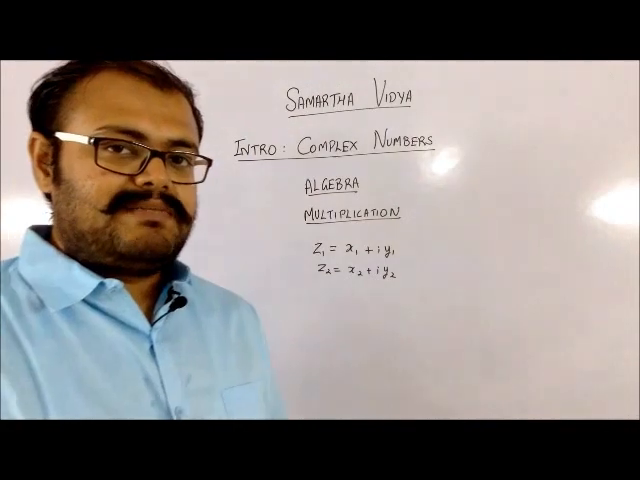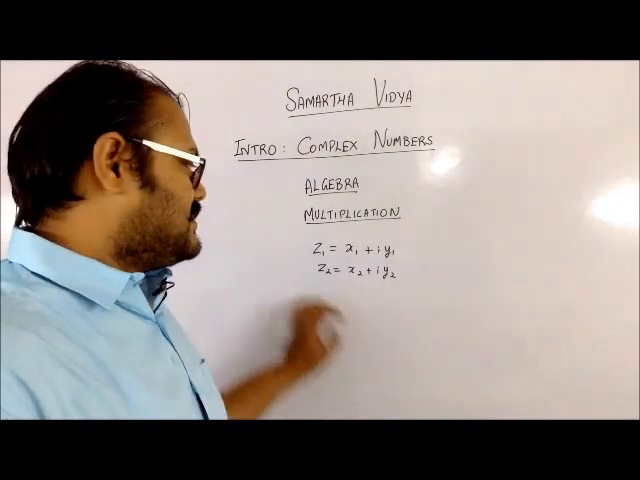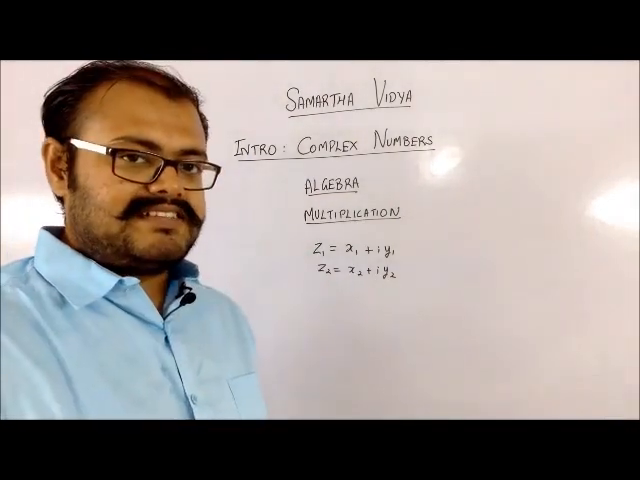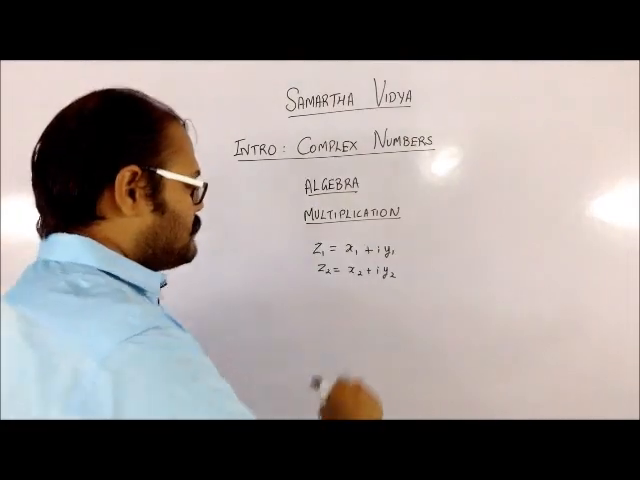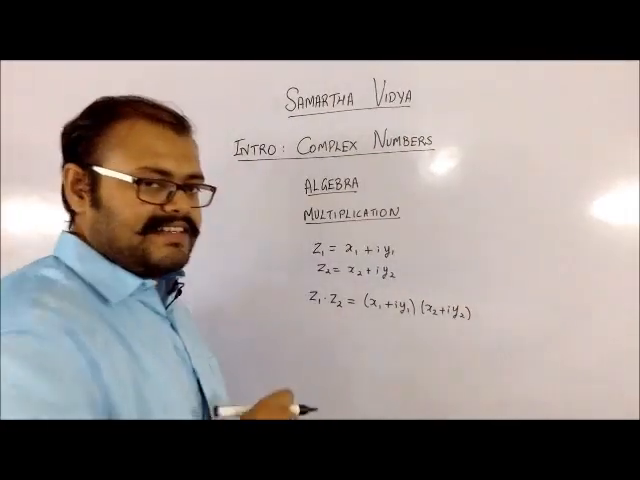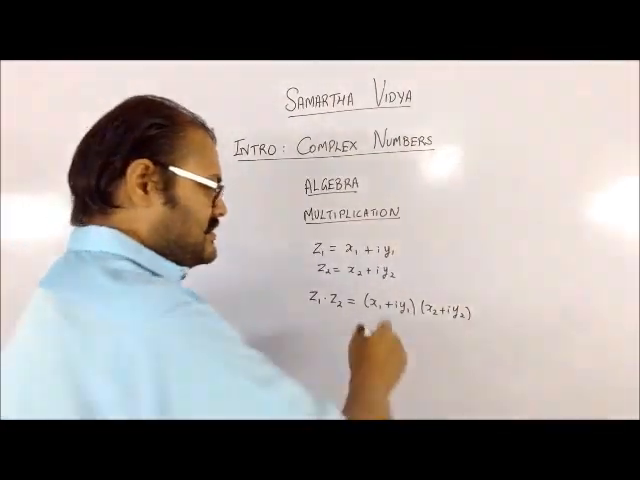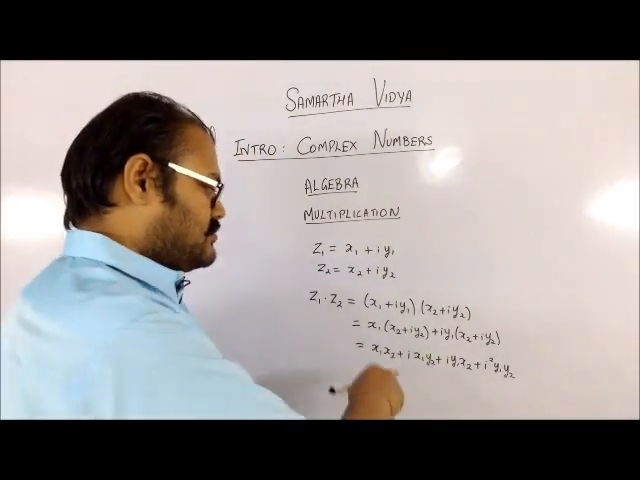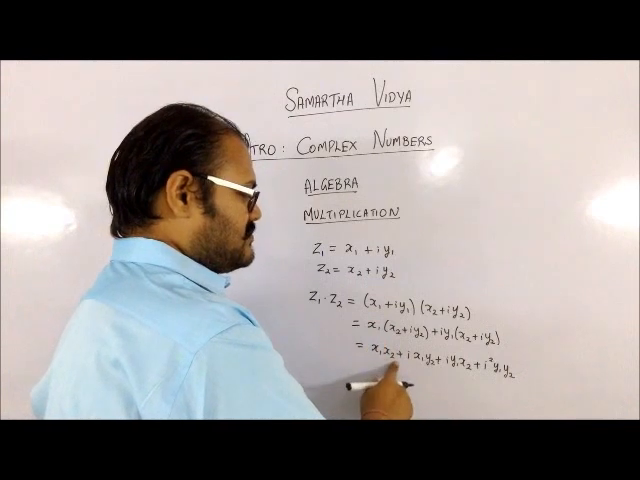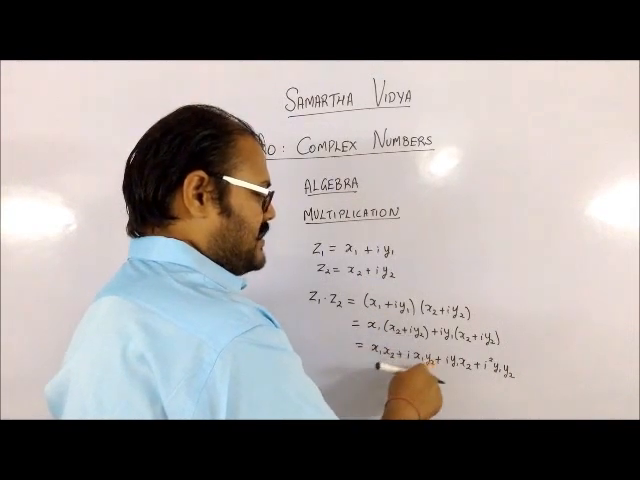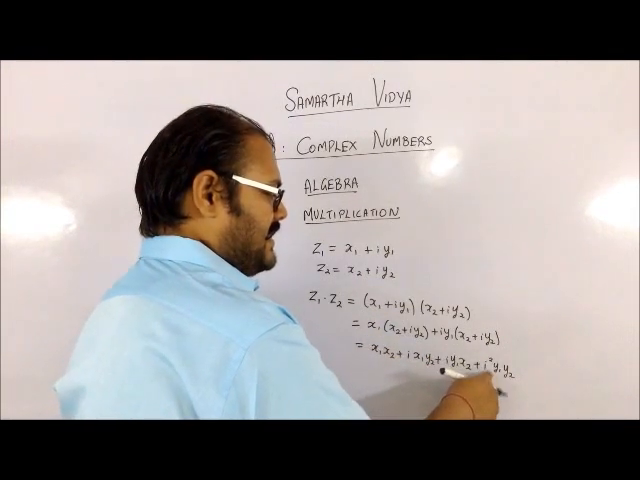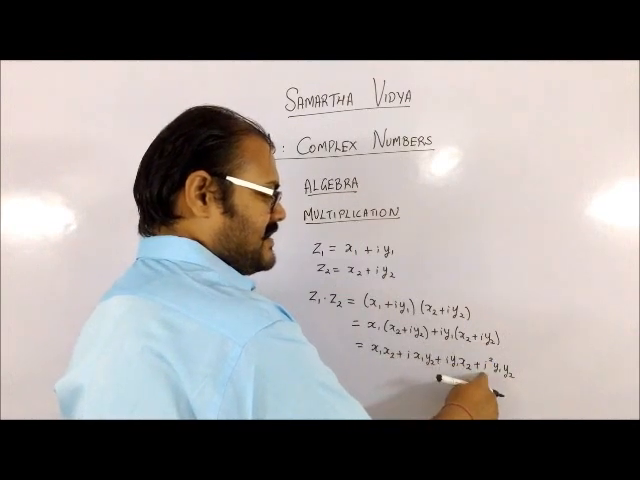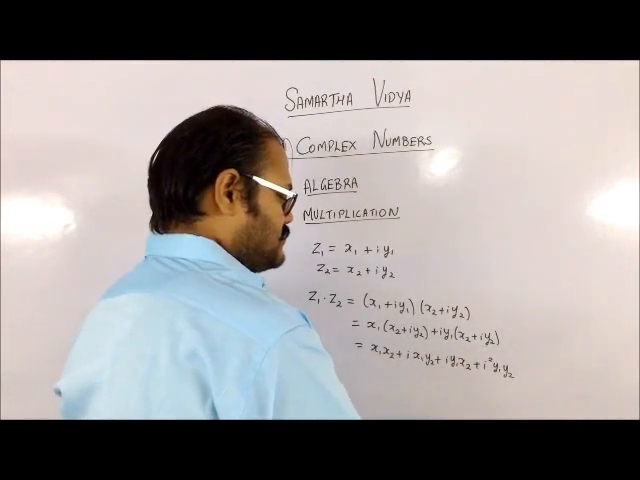Next is multiplication of two complex numbers. I am taking the same two complex numbers, z1 and z2. If I want to multiply z1 into z2, then you just open up the bracket. So it is x1 into x2, then x1 into i y2, and at the end I am getting i into i, which is i square into y1 y2.